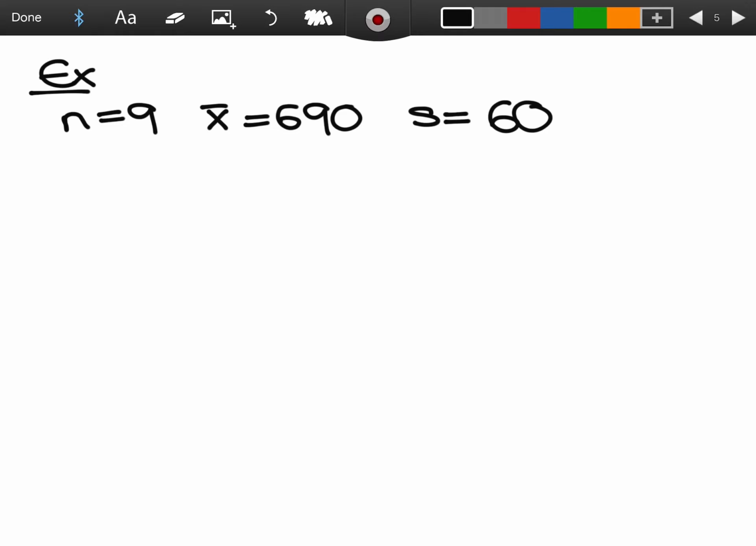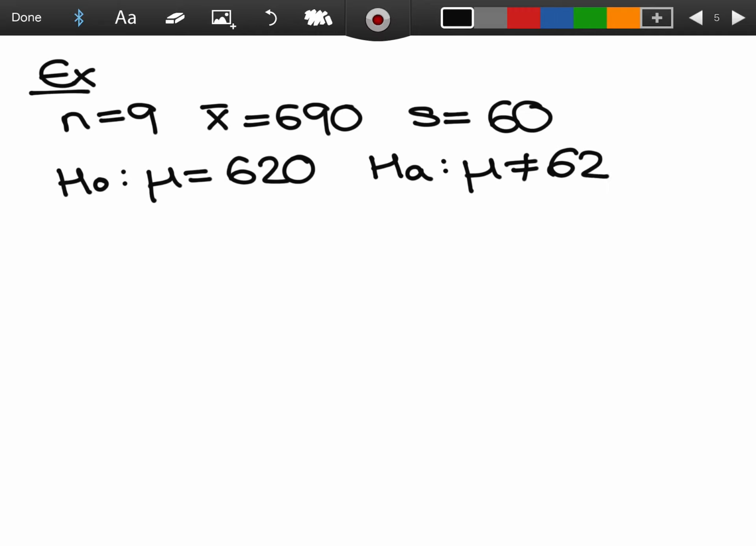So we know at the moment our sample size is 9, our sample mean was 690, and the sample standard deviation was 60, okay? Now, they think that the population mean is 620, so our null hypothesis would be that the mean is equal to 620. That's what they think that population mean is. But what they want you to do is to go ahead and calculate the confidence interval and test this where they actually think that the mean is different to 620.